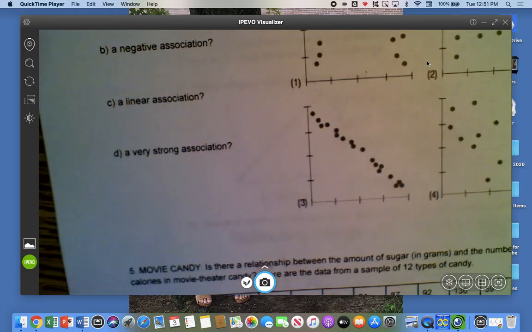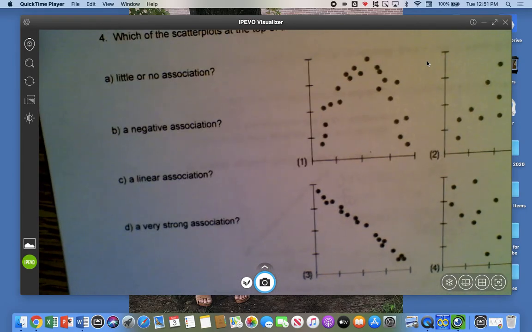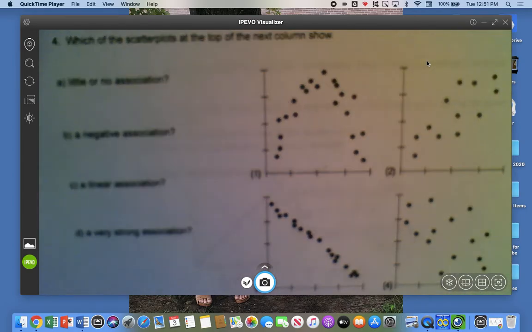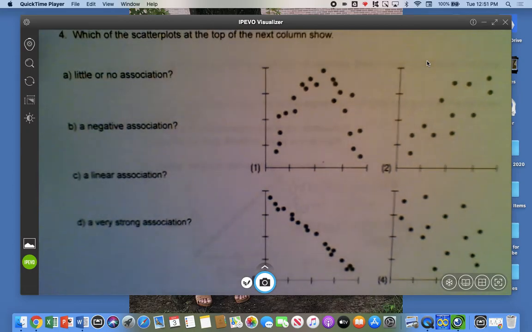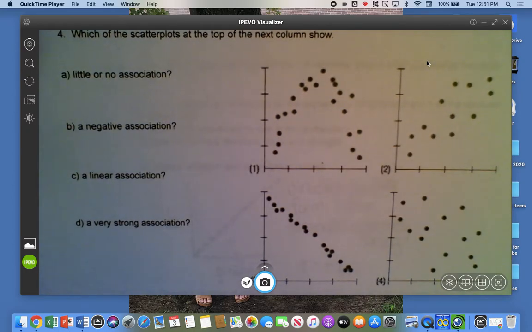All right, so guys, we are almost finished, so we just have one more page left. I really like this question. On these, you might list one, but you could also list more than one here. If you had to pick out of these 4 graphs, which graph or graphs show little or no association?